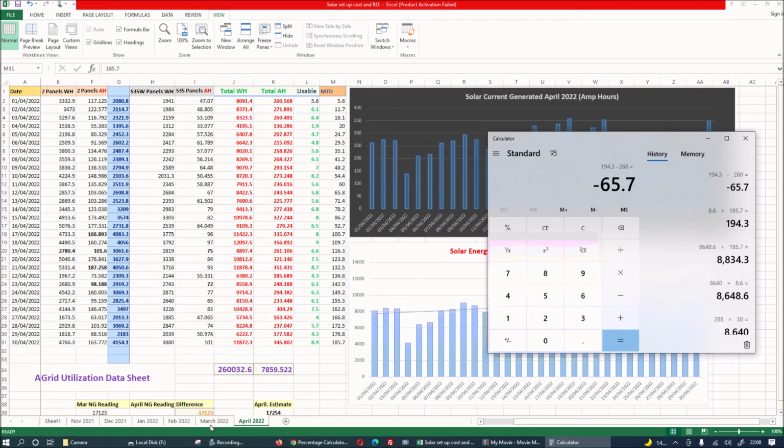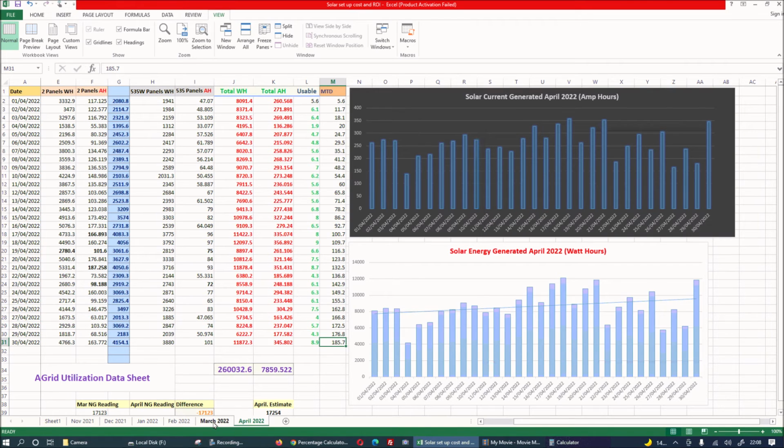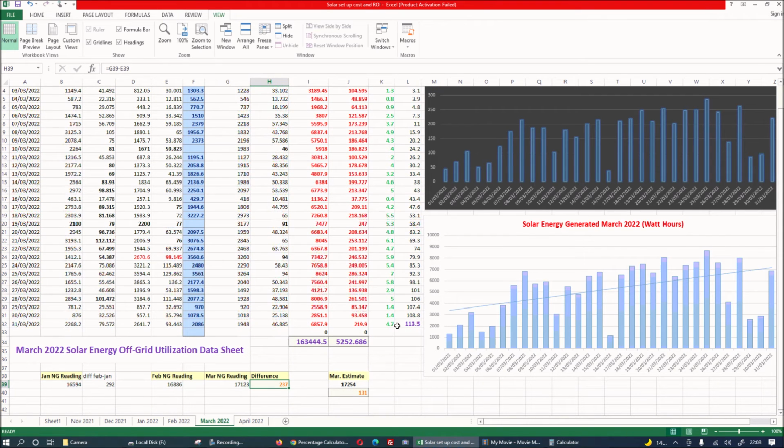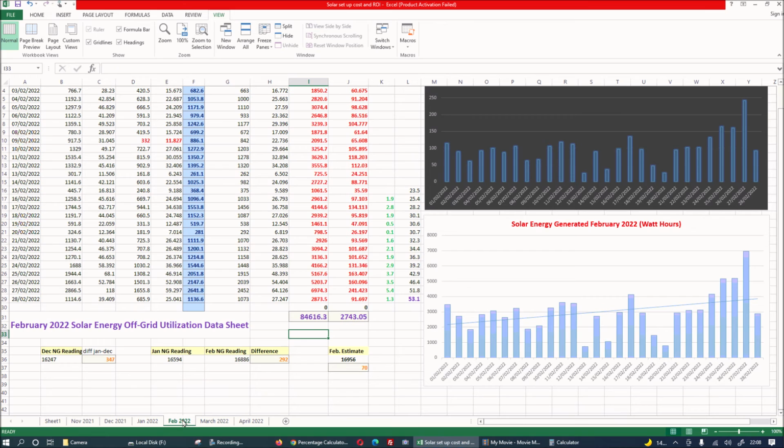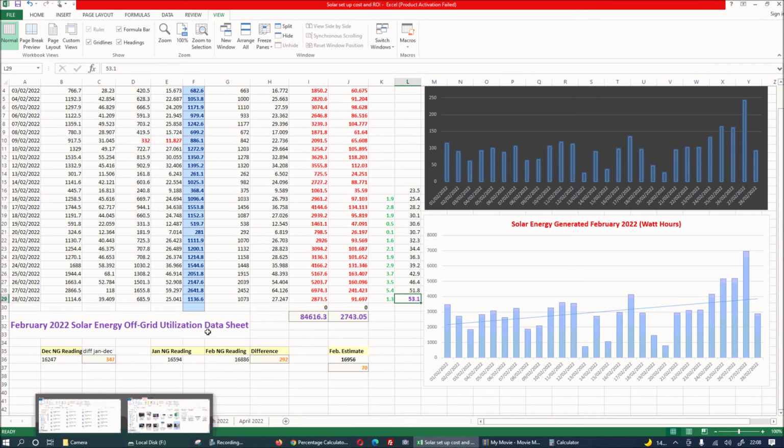And if we can look into March, let's go into March. I generated 163.4 kilowatt hours. I used 113.5, which is still around that 65 to 72%. And in February, in total I generated 84.6. I used 53.1 in terms of AC usage.